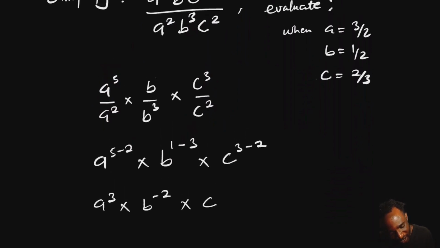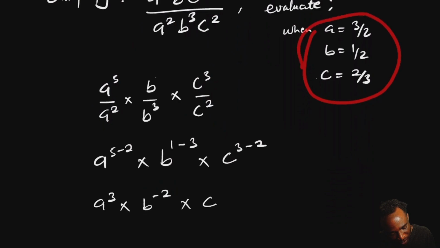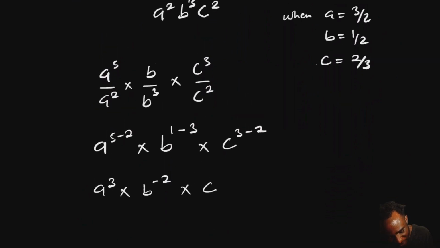This time we can then evaluate. It's in a simplified form, or we can maybe use the negative index rule to change this, but it doesn't really matter. We're going to do it anyway. So we can now evaluate. We can fix in these values inside the simplified version. So let's do it now. A is 3 over 2, so I'm going to write 3 over 2 instead of a.